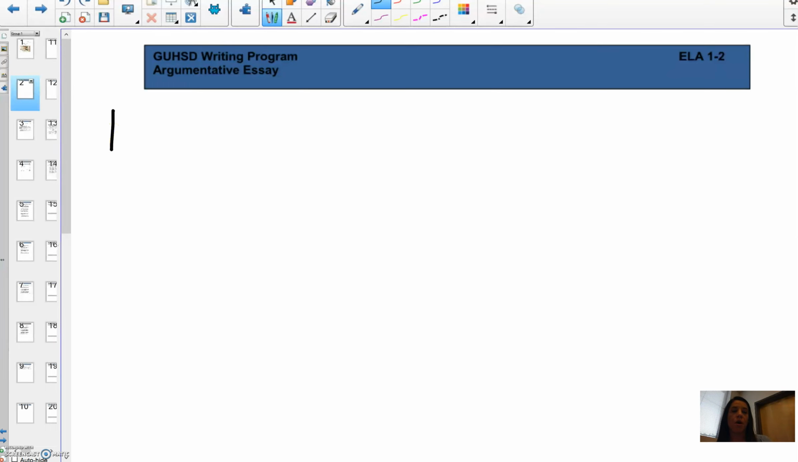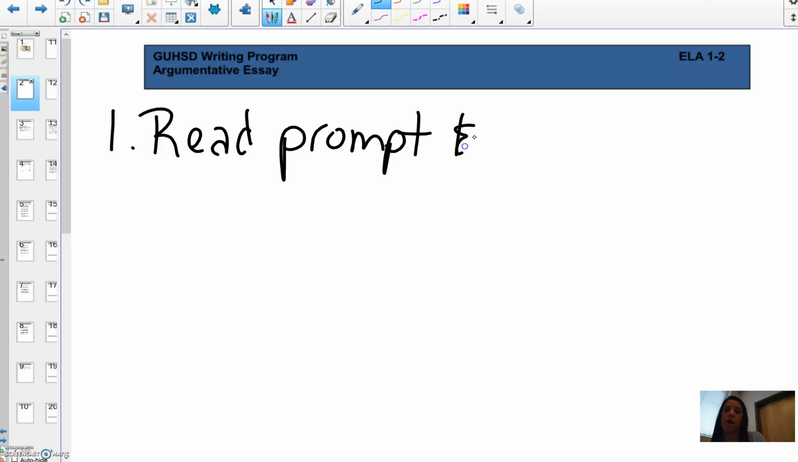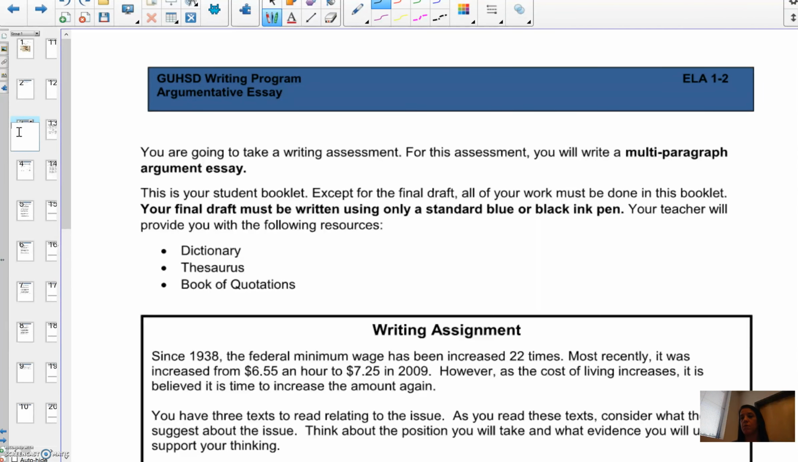So step one in this process is to read the prompt and do RAFTS, just like we talked about for AZ Merit. Okay, so what does that mean? Let's look at this page here. So make sure you turn to your board. Whatever I do on the computer, I want you to make sure that you are including in your packet.